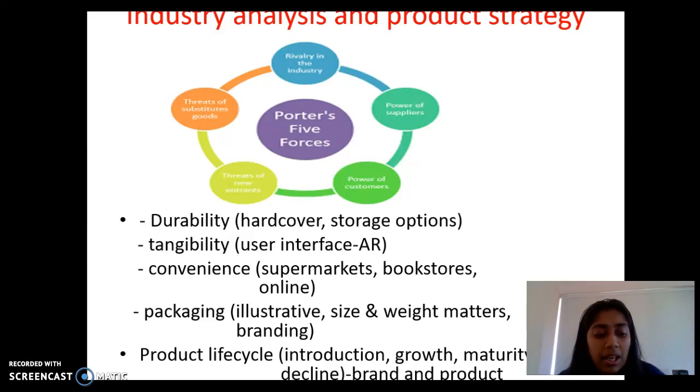Putting the brand name on the front page or the cover becomes essential, as kids are really vulnerable to brand loyalty. Once they like the book, they start liking it and they go through the brands. The product life cycle goes through 4 stages: introduction, growth, maturity, and decline.